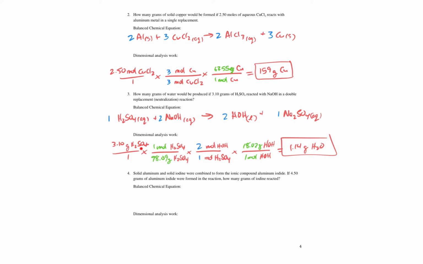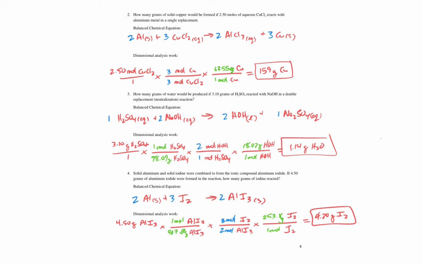Because we started with grams, the first thing we had to use is this green conversion here, which is the molar mass of the sulfuric acid, to go from grams of sulfuric acid to moles of sulfuric acid. Then the blue numbers are the mole ratio, where we go from moles of sulfuric acid to moles of what we want, water, HOH or H2O. And then lastly, we had to use the molar mass of water from the periodic table to get to our final answer of 1.14 grams of water.